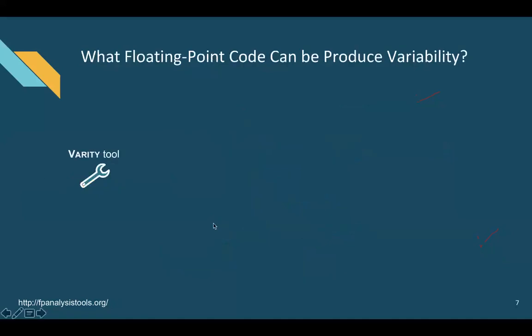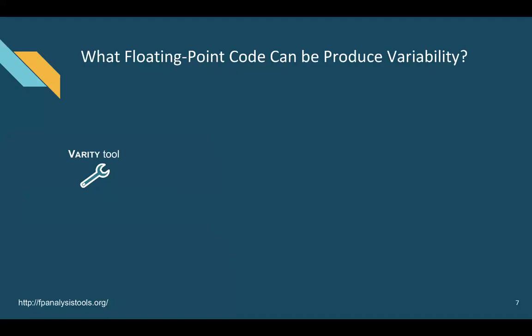Now, there's this question we have, which is how do we know what floating point code can produce variability? Or in other words, how do we know what kind of code we should be careful about when we're running the code on GPUs or on a CPU or with different compilers, right? So we're developing a tool called Variety that hopefully will help us answer this question.